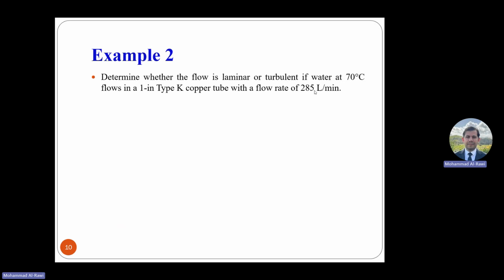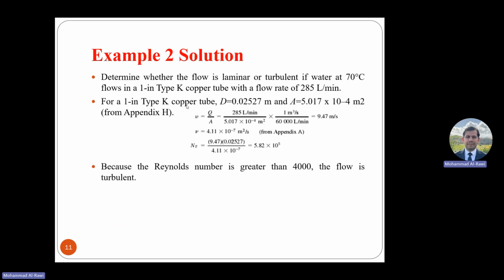And also here is given to us the Q, which is 285 liters per minute, which is the volume flow rate. So we need to divide that to convert it to meters cubed per second, and then the continuity equation, Q equals VA, V equals Q divided by A. So we find the area from the tables, appendices, and then we convert it to cubic meters per second. We find the velocity and the material properties, and then we solve the question. So this is how it will be solved.